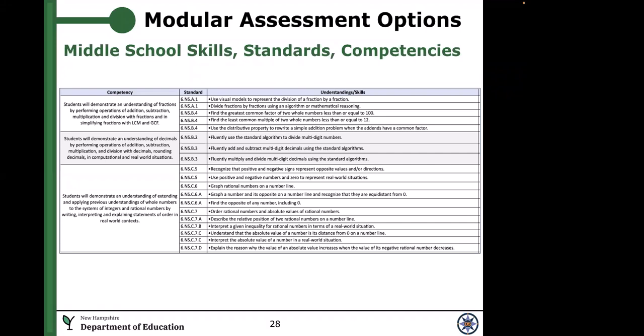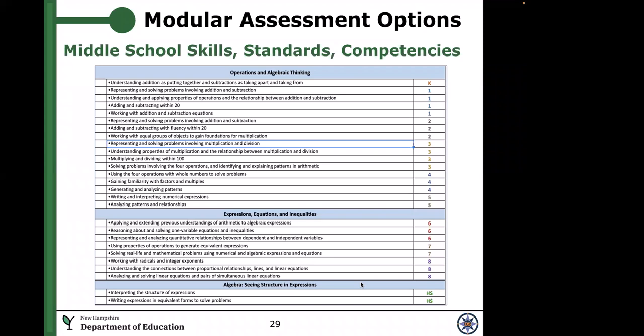These are really a great guide if you are starting to move towards competencies, which most folks are, in what we're trying to get students to be able to do, and then what skills are associated with that. This is just a snapshot. It's got each one of the grade levels there.